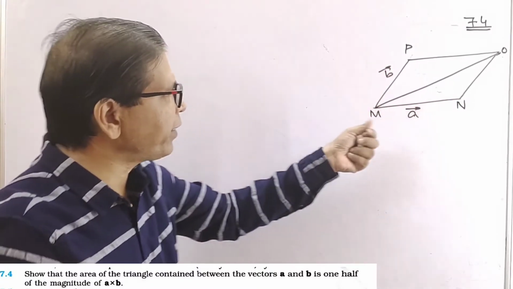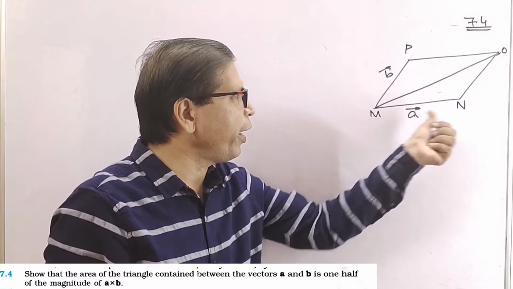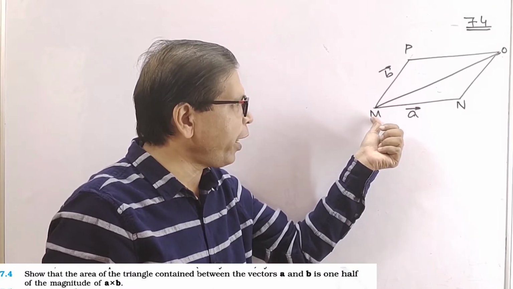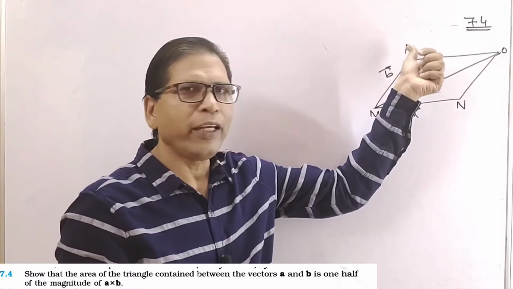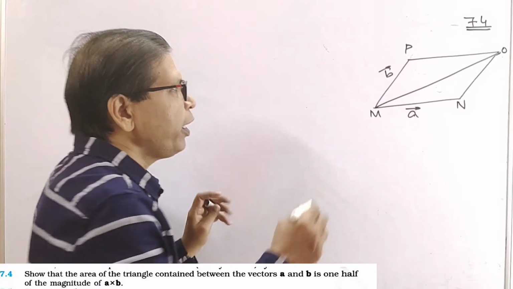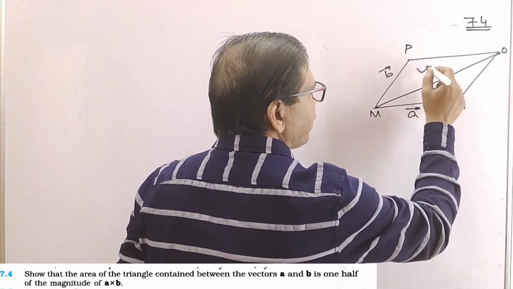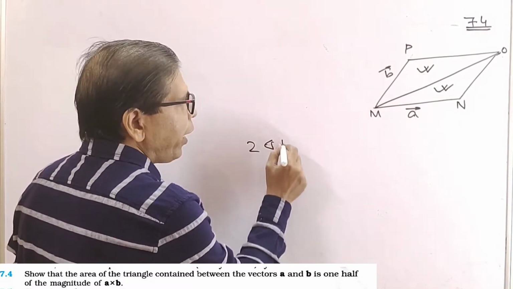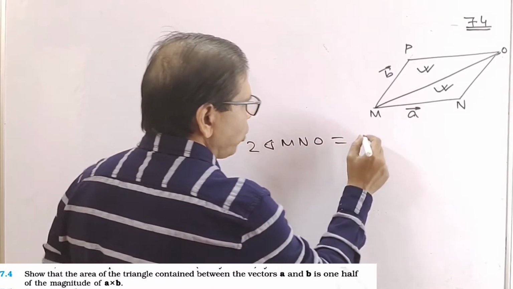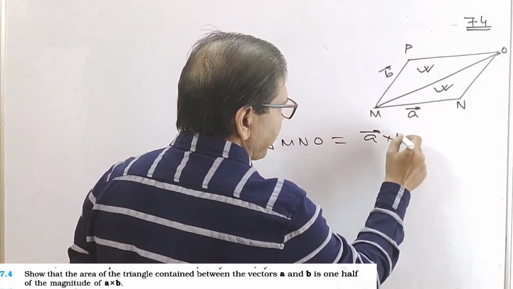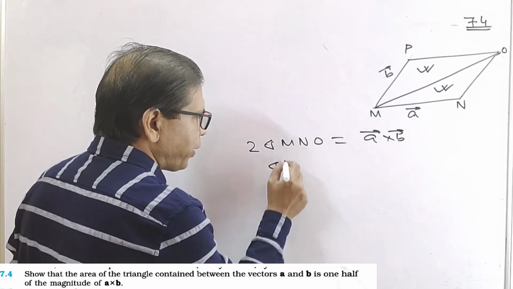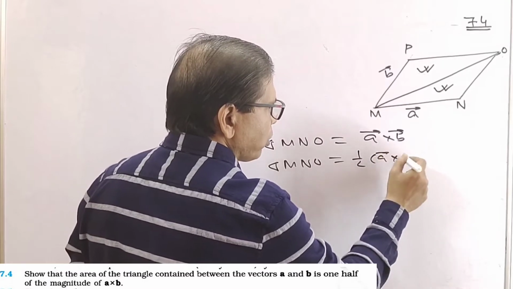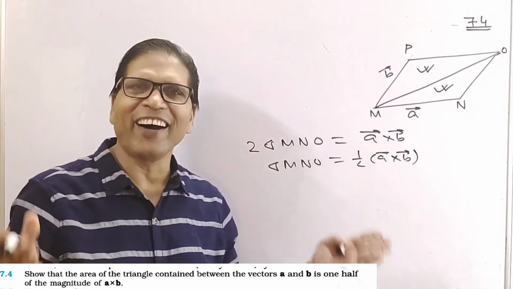Now next. Now NCERT 7.4. A cross B represents the area of parallelogram. Now A cross B represents the vector area of parallelogram MNOP. Now the area of these two parallelograms is equal to the area of this triangle plus the area of this triangle. Therefore 2 into area of triangle MNO is equal to A vector cross B vector. So look at this, the area of triangle MNO is equal to half of A vector cross B vector. Okay, understood?